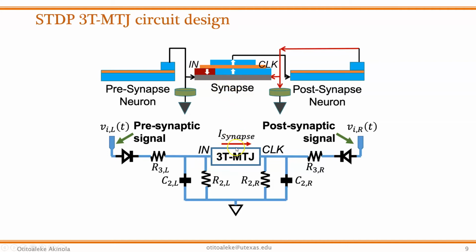Now, the synapse is designed by putting a 3-terminal magnetic junction, or a domain wall magnetic tunnel junction, in between two RC circuits, such that when the presynaptic signal comes in before the postsynaptic signal, the current moves in one direction, and when the postsynaptic signal comes before the presynaptic signal, the current moves in the opposite direction. And this current is proportional to the delay between the presynaptic signal and the postsynaptic signal.